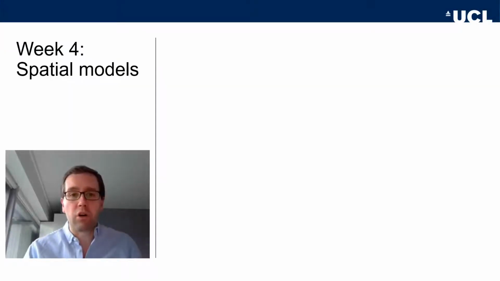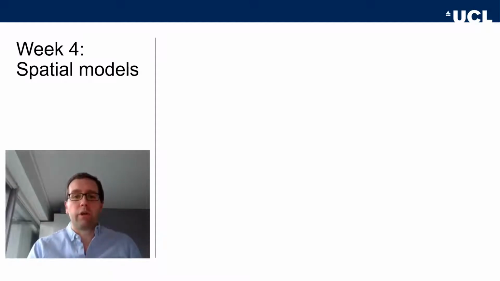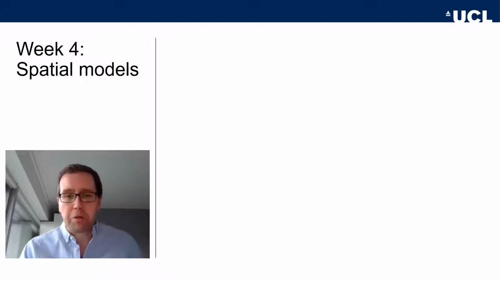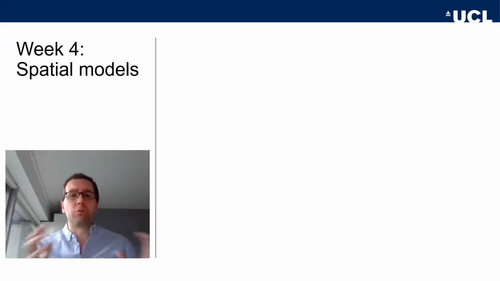Welcome to week 4 of political economy. Today we're going to be looking at spatial models of politics. What are spatial models? Well, we're all already familiar with some of the core ingredients, namely the idea that politics takes place along some sort of ideological spectrum from left to right.